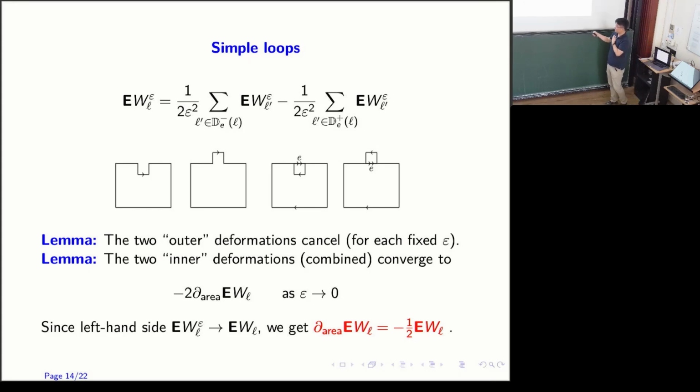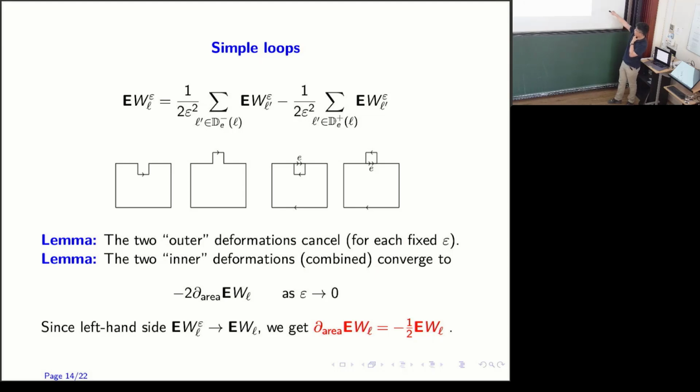Since we also know, back to Driver, that the left-hand side converges to the continuum limit, then we just get that the area derivative is equal to the left-hand side, which is the E of W. So this is exactly the continuum loop equation. Okay, so I don't have time to prove both lemmas.